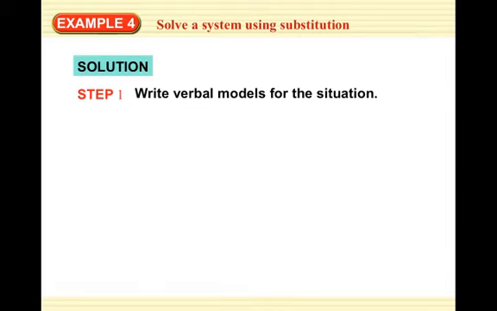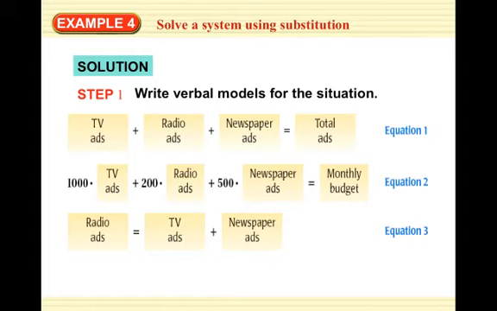All right, so let's think of the verbal models for the situation. If you add TV ads plus radio ads plus newspaper ads, that's going to equal the total number of ads. So we'll be able to do that because we know the total is 60, and we can come up with variable expressions for TV ads, radio ads, and newspaper ads. Each TV ad is going to take up $1,000. Each radio ad is going to take up $200, and each newspaper ad is going to cost $500.